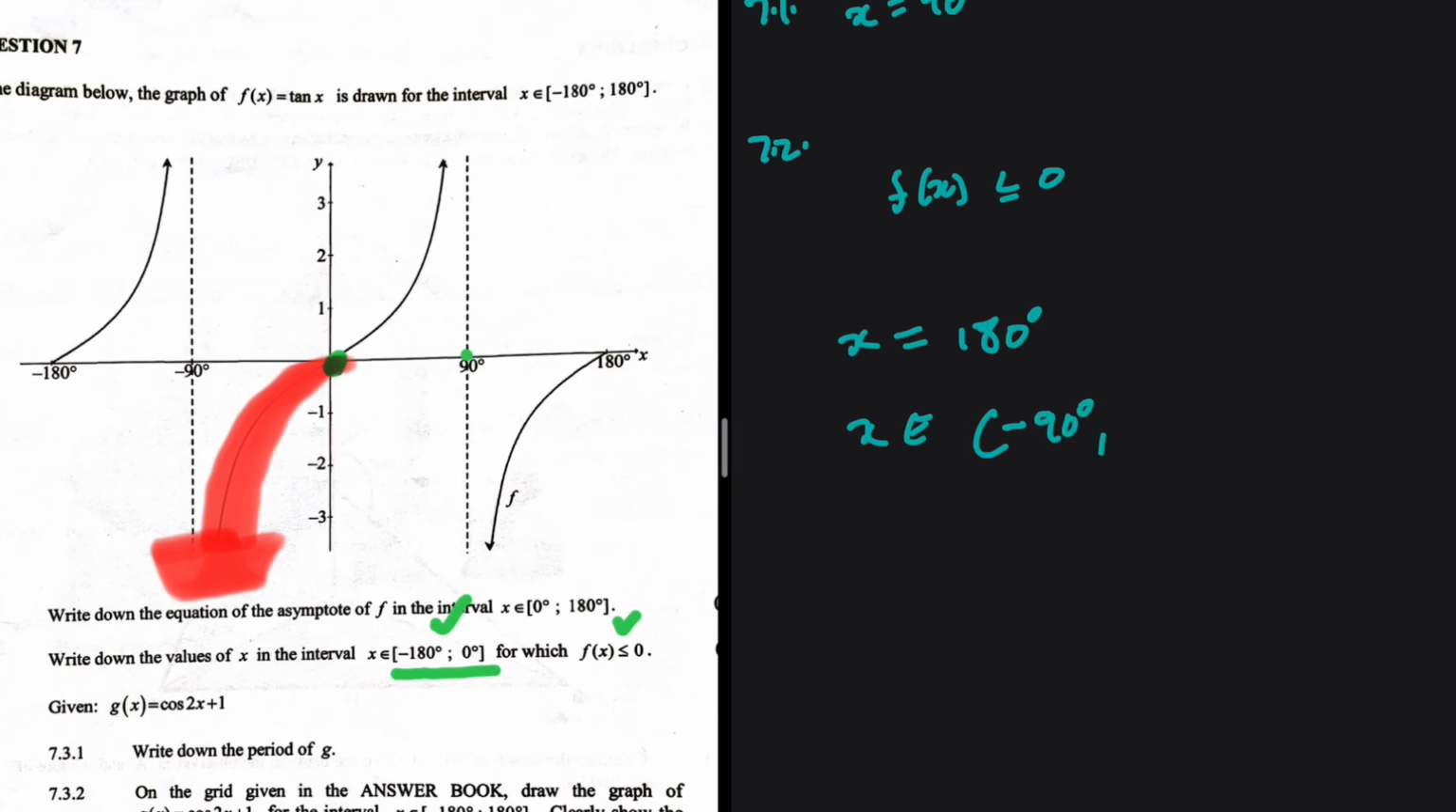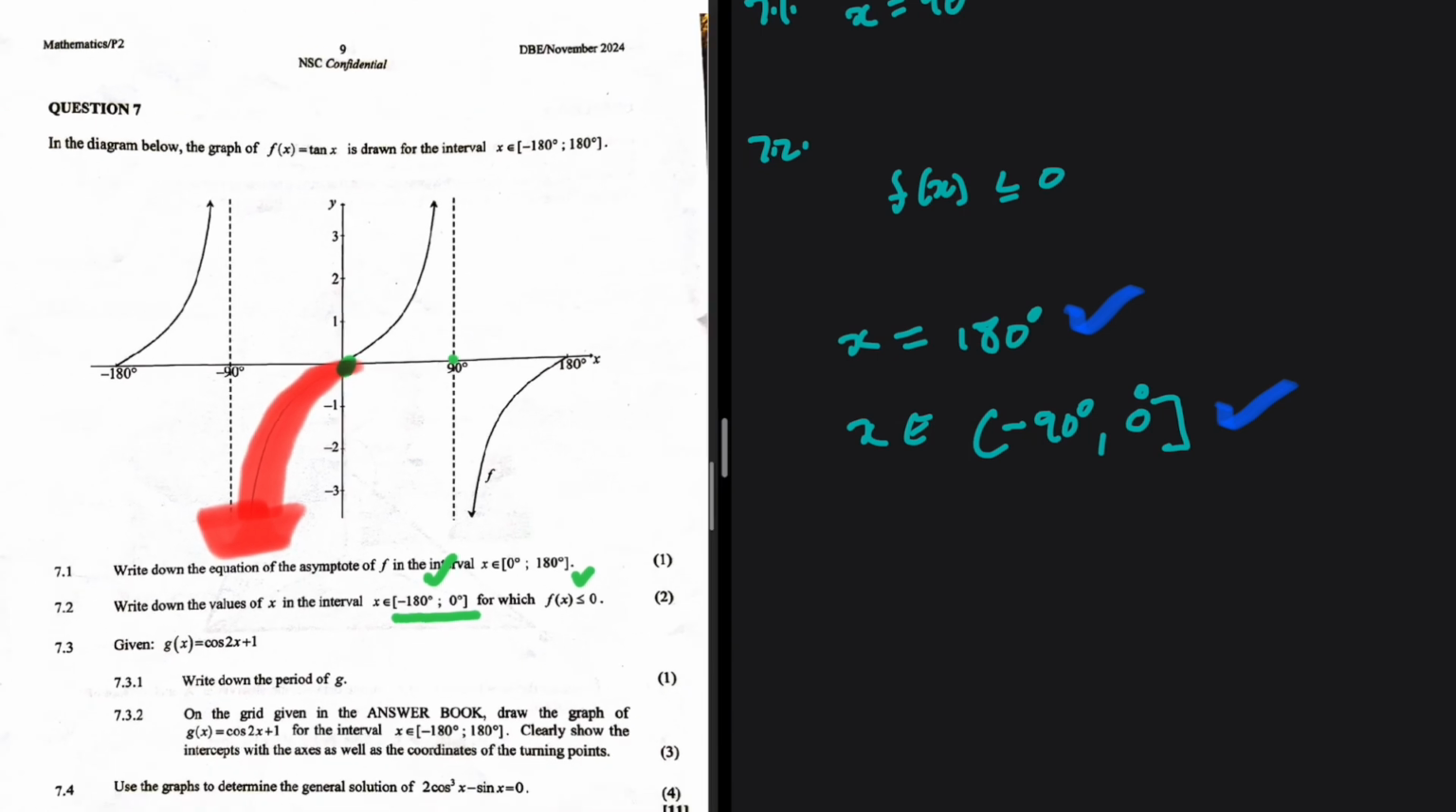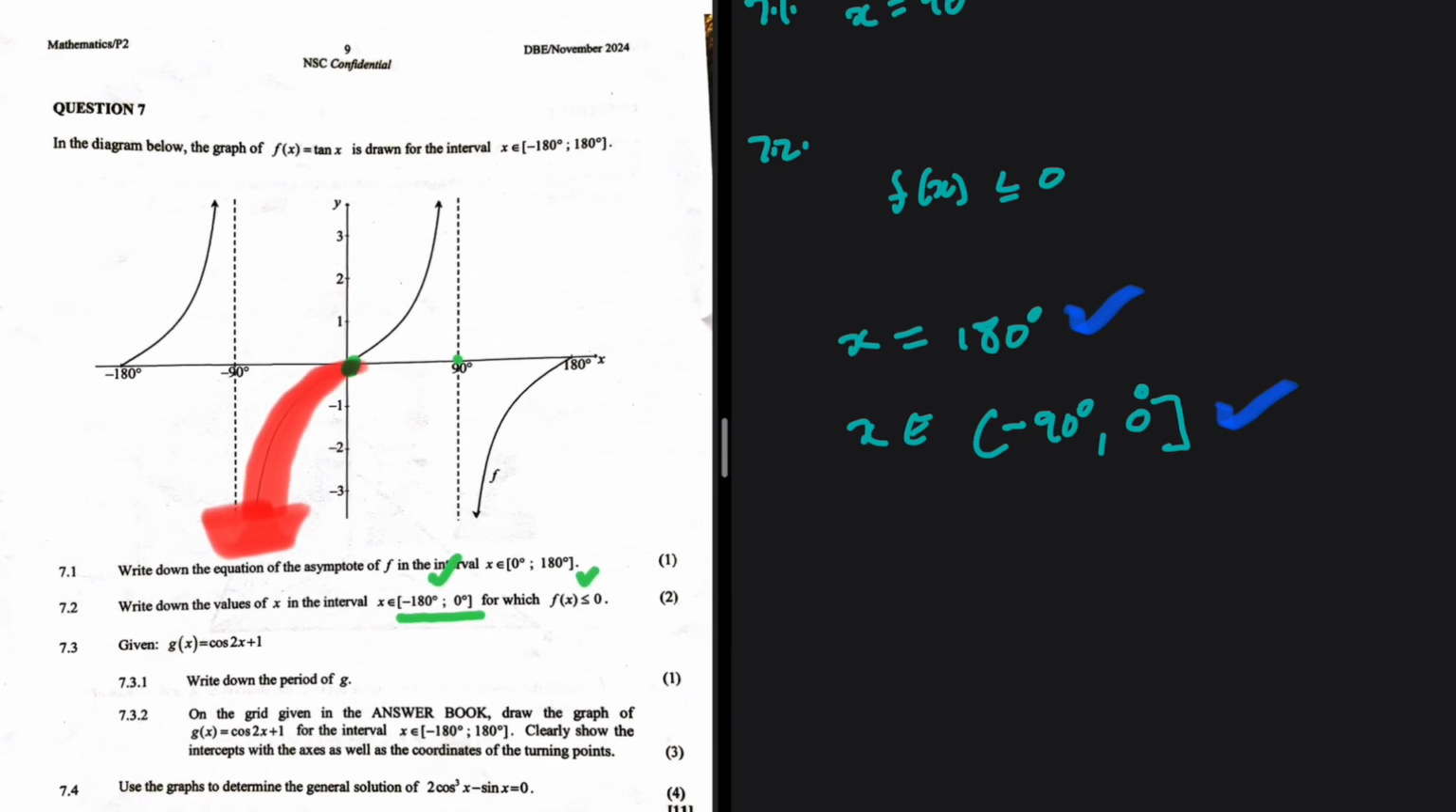But do we include 0? Let's see. Tan of 0 equals 0. It is defined there. So let's include 0 because it is defined at 0. So these are the values of x for which f of x is less than or equal to 0. There we go. So that is 7.2. Let's take a look at 7.3.